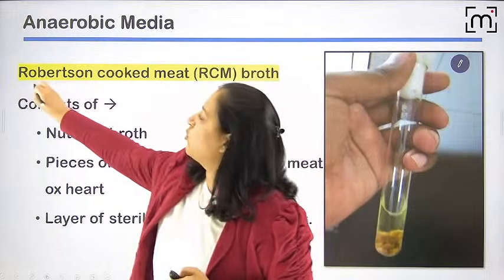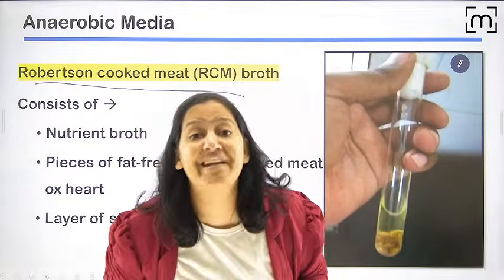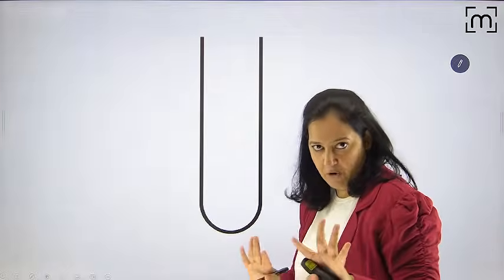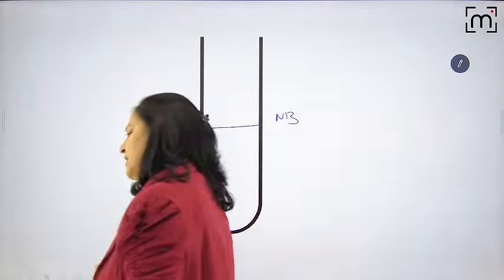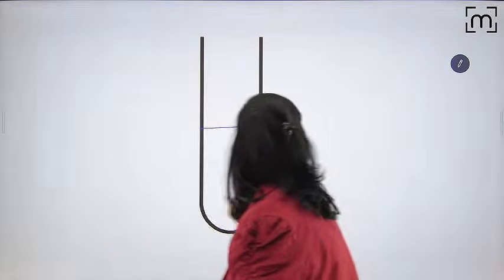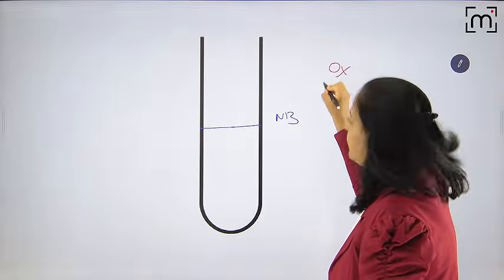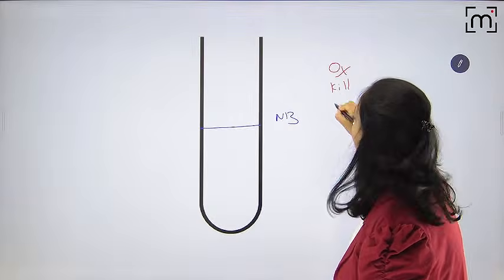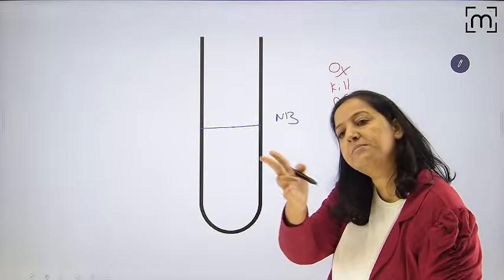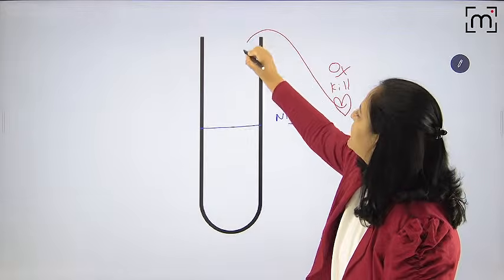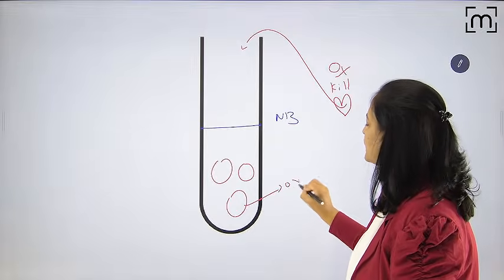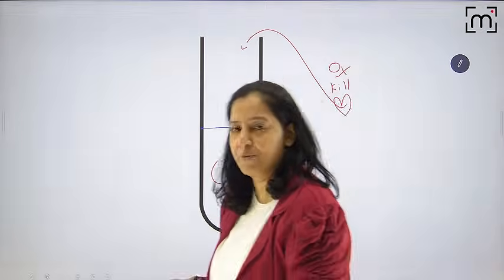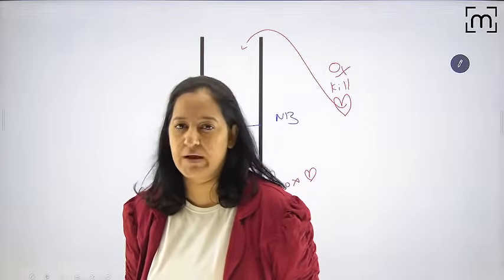So what is Robertson cooked meat media, and how did we create it for anaerobic bacteria? First, take a test tube. Now fill it with nutrient broth, the basal media. Now you take an ox, an animal. You kill it, take the heart out, cut the heart into small pieces, and put some pieces over here. These are ox heart pieces. I'm sounding very brutal, but this is the mechanism. This is how you have to create it.